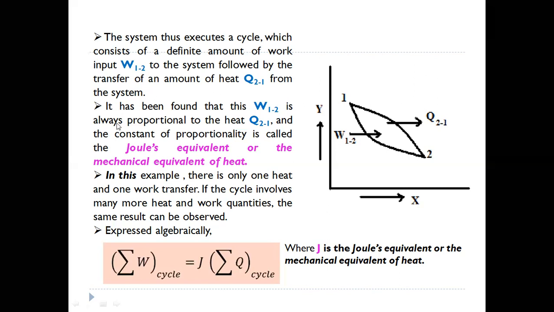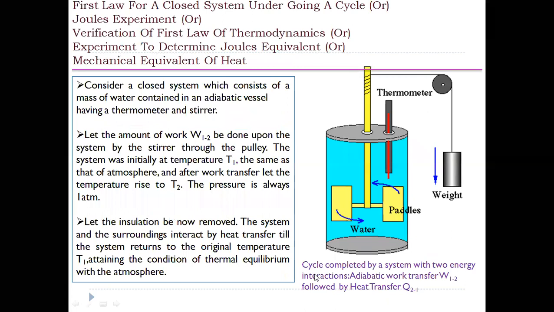So J is the proportionality constant, which we will call Joule's equivalent or mechanical equivalent of heat. Here the heading is the first law for a closed system undergoing a cycle. For a cycle only we will take this formula, and it is also called Joule's experiment. So we will verify the first law of thermodynamics. What is the first law of thermodynamics?